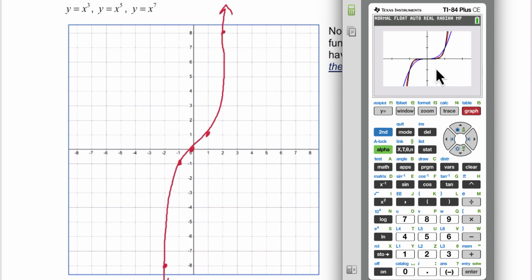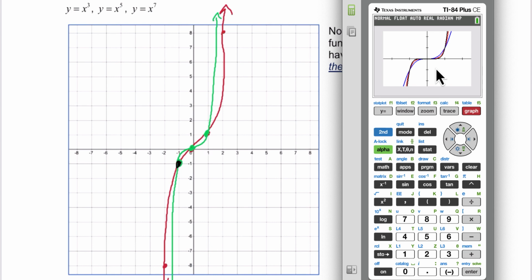X to the fifth has a similar shape. It also goes through (-1, -1), (0, 0), (1, 1). At negative 2, it's a little bit skinnier, so we'll start down here. We're just going to get an approximation. Around the origin, it gets a little bit flatter and continues up.